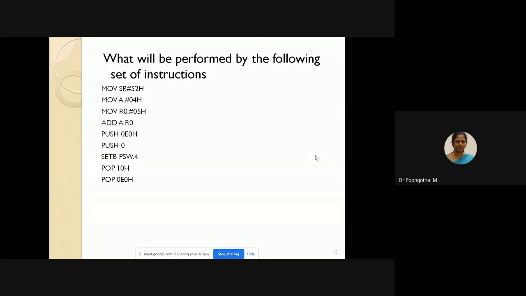Observe the content of register and stack pointer after execution of the following instructions. Initially, our stack is pointing 52, our accumulator is loaded with 4 and R0 is loaded with 5. After that, addition will be performed. Our accumulator holds the answer, 5 plus 4, which is 9. So after execution of the add instruction, your accumulator will hold 9.